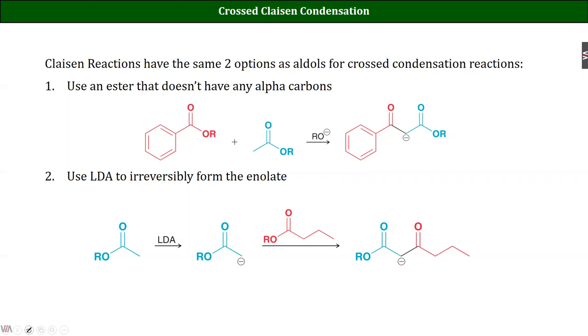And again, it's just all about the order. The nice thing about esters is there's only ever one alpha carbon, right? Because one side of the carbonyl has your leaving group on it, so that's not an alpha carbon. So we don't need to worry about the kinetic versus the thermodynamic side.